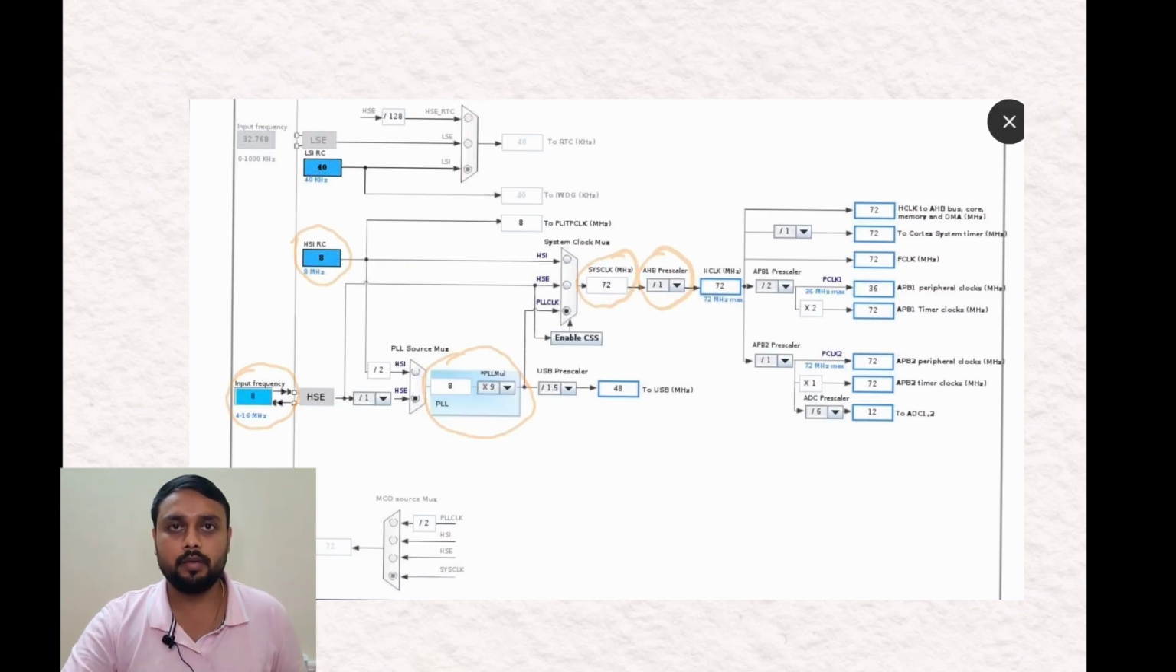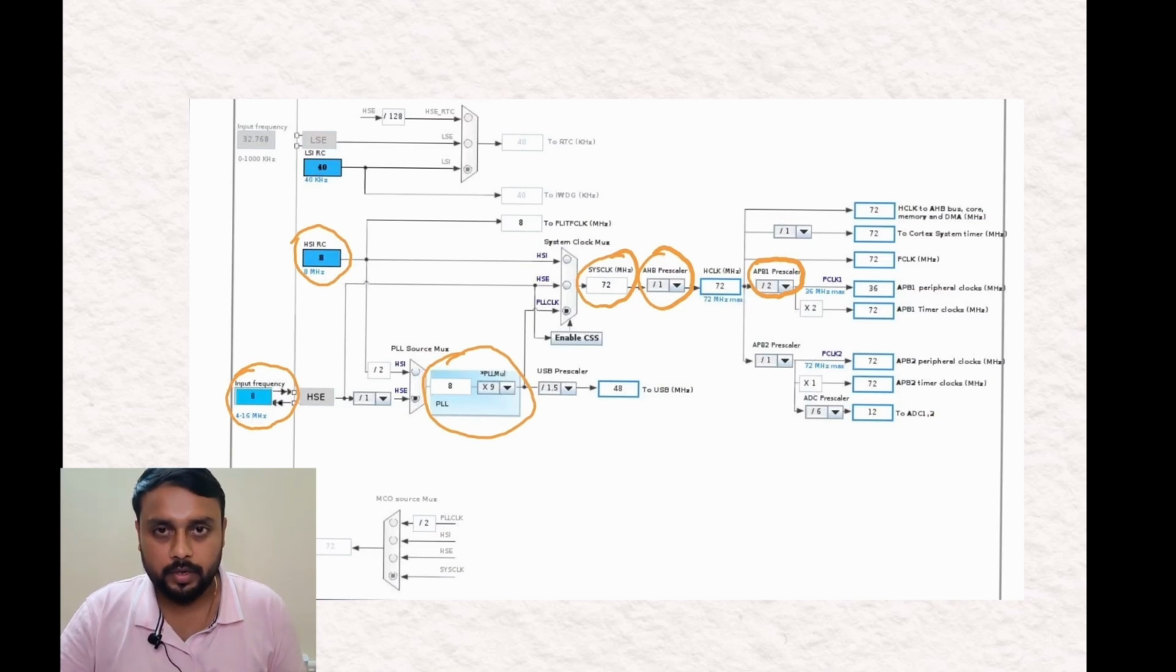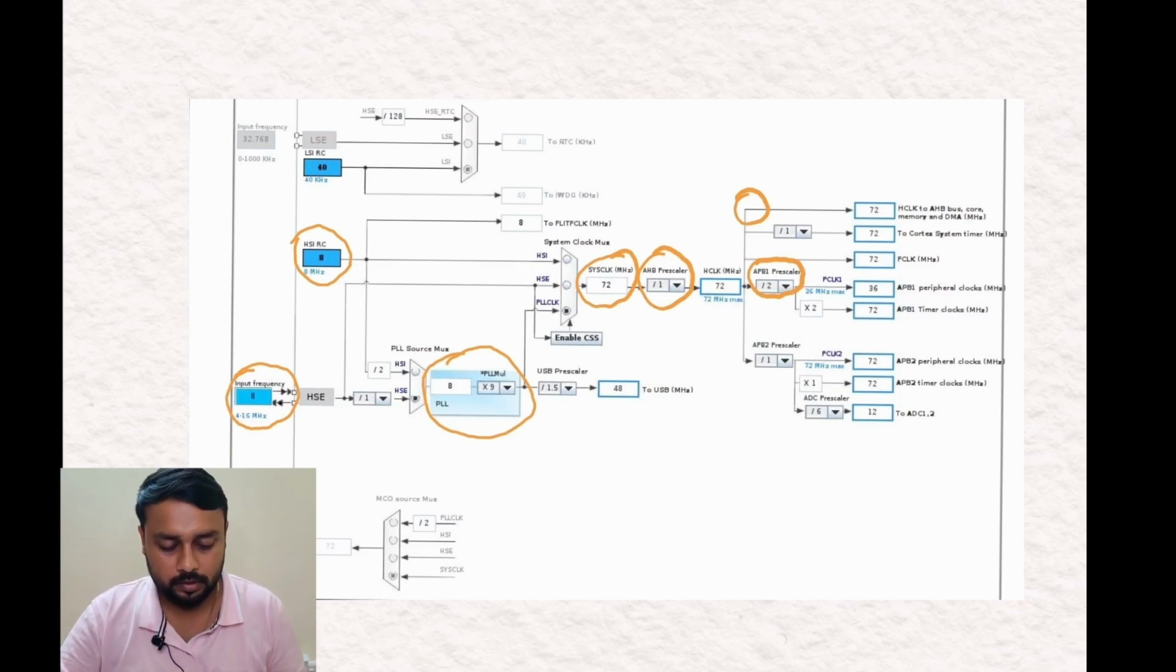For example, for whatever peripherals are connected with the APB1, you can use this divider to configure the frequency for that peripheral. Whatever devices are connected with AHB, AHB will come here. All the devices which are connected with AHB, you can enable the AHB clock configuration. So that is the basic of STM32F407 clock configuration.